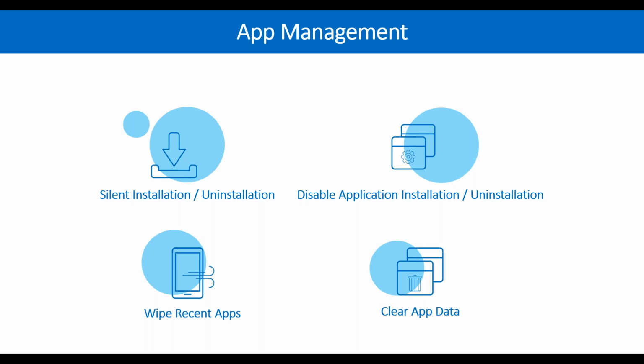The same way, SureMDM also allows silent uninstallation of mobile applications on Samsung Knox devices. In the case an application on the device is out of date or running an older version, or for whatever reason needs to be removed, the admin can silently uninstall unwanted apps from managed employee devices. You can also disable application installations, and disable application uninstallations on Samsung Knox devices, as well as being able to wipe recent applications.